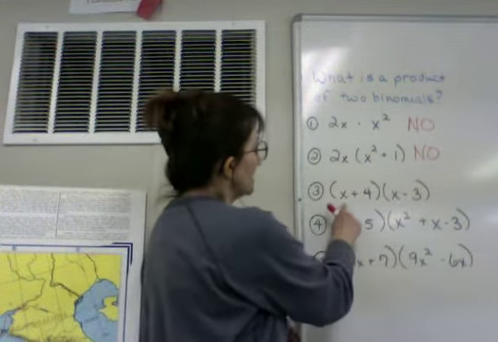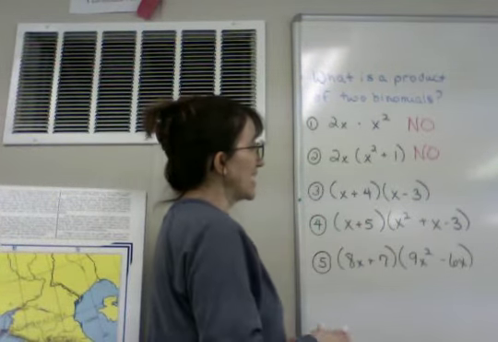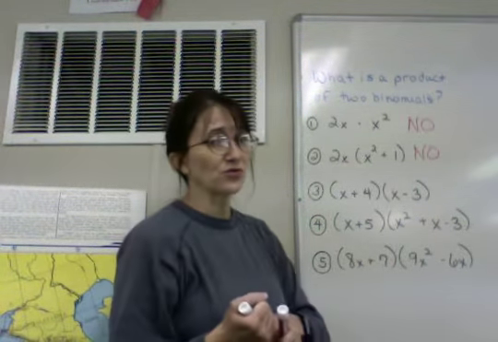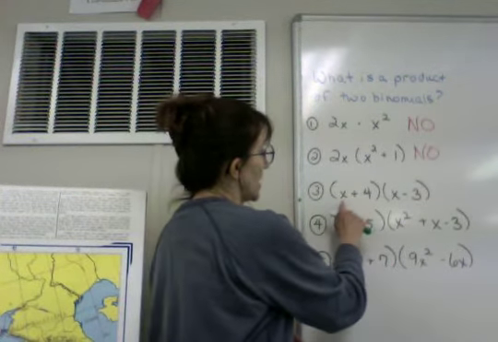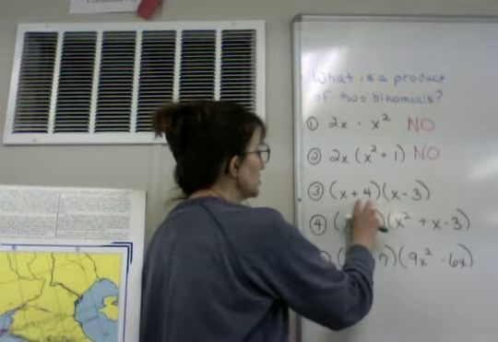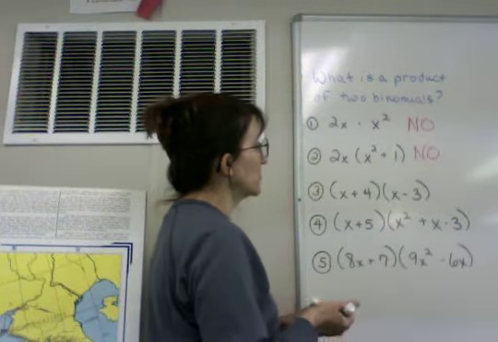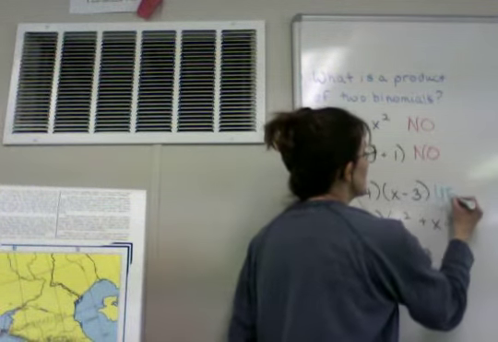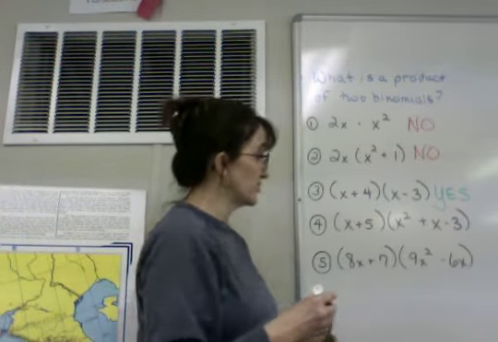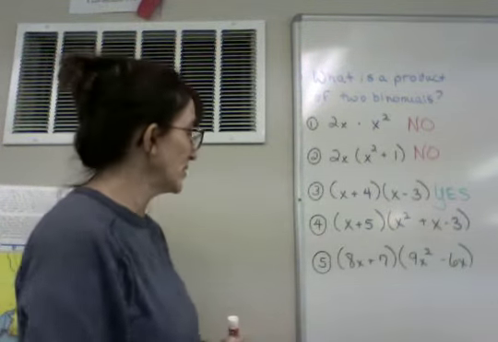All right, now we have x plus 4 times x minus 3, which will actually be a special product that we look at tomorrow. So look, I have two terms. They're separated by one plus, one minus. So that is a product of a binomial. So yes, that's a product of a binomial.